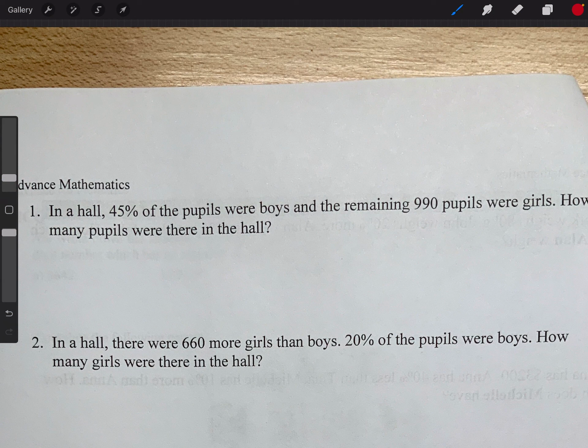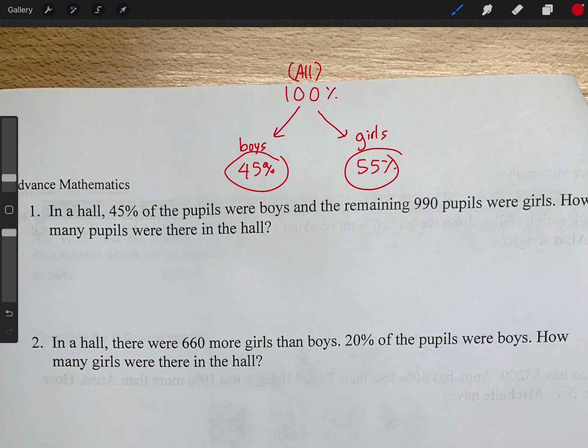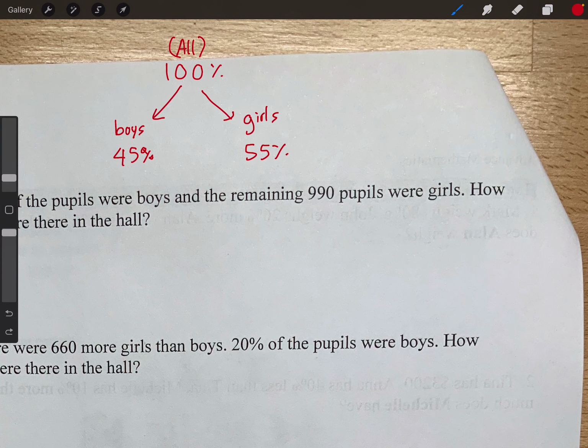Okay, let's look at this in terms of percentages. We've got 100%, which is all the students. The boys were 45%, so the girls must be 55%, right? Because these two numbers have to add up to 100. There are only boys and girls, so they add up to 100%. So that must be 55%, because 100 take away 45 is 55.